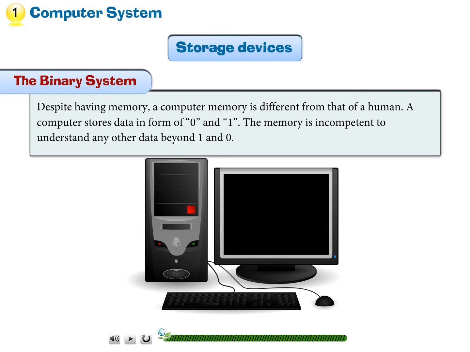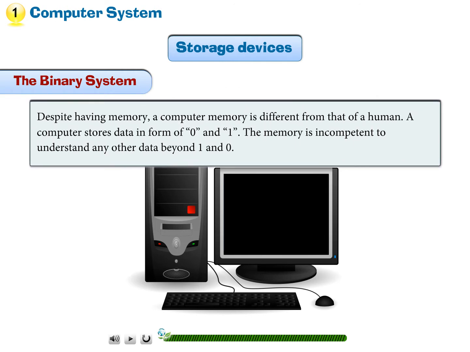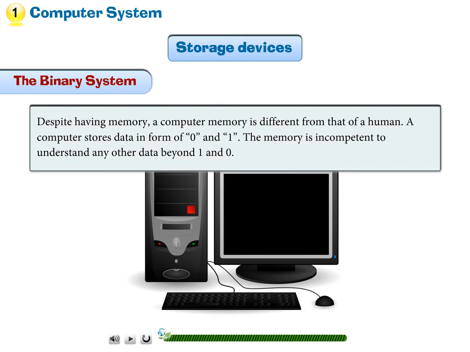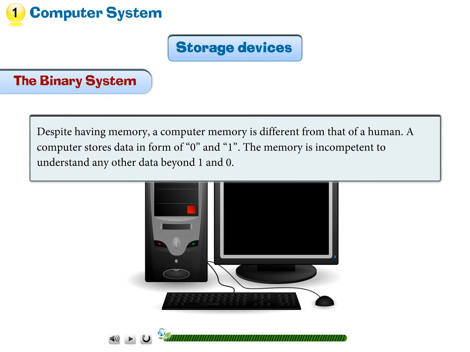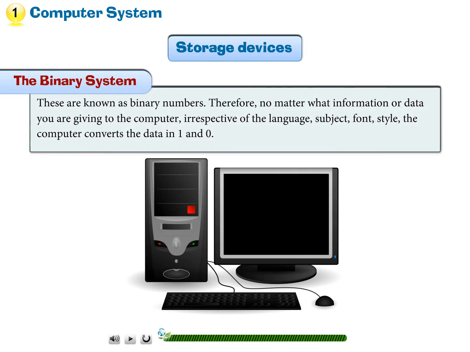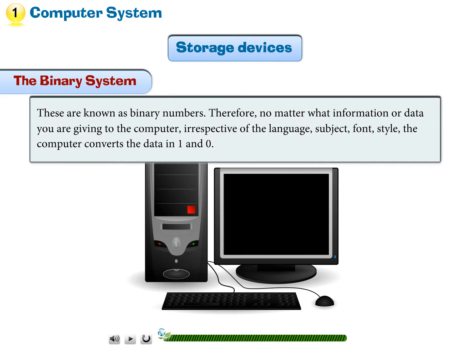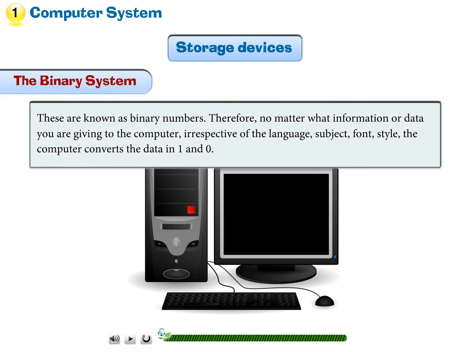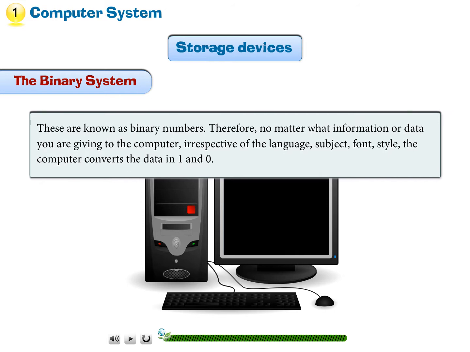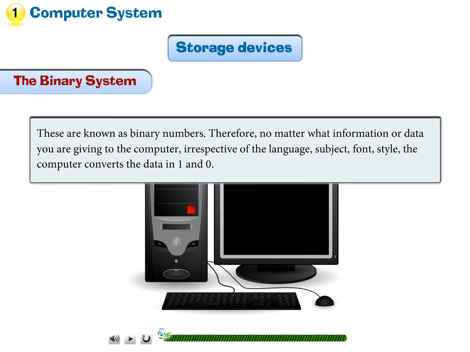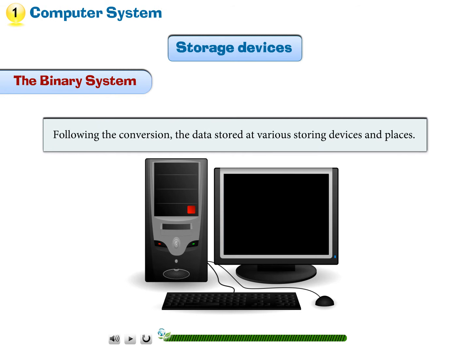Despite having memory, a computer's memory is different from that of a human. A computer stores data in the form of 0 and 1. The memory is incapable of understanding any other data beyond 1 and 0. These are known as binary numbers. Therefore, no matter what information or data you are giving to the computer, irrespective of the language, subject, font, or style, the computer converts the data into 1 and 0. Following the conversion, the data is stored at various storing devices and places.